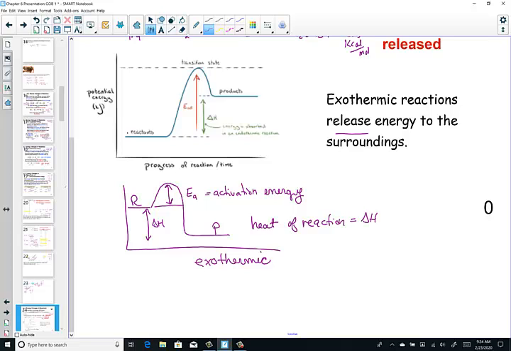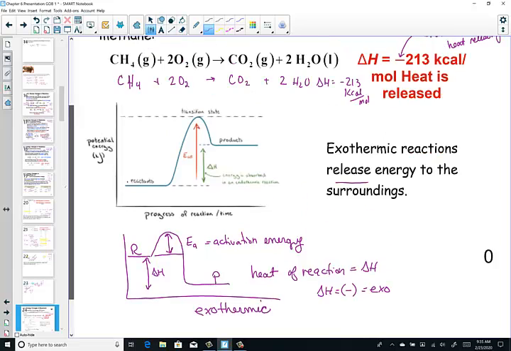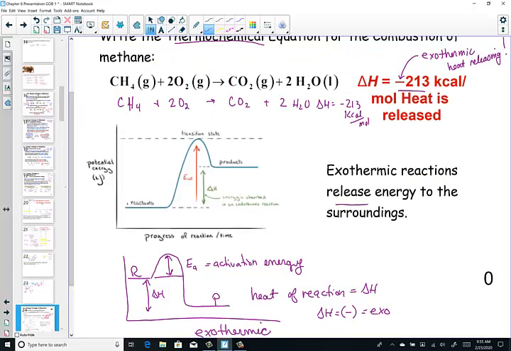And notice that if delta H is negative, that's an exothermic process. And that means the reactants released energy. And we would just say in this example, as I read that amount, 213, on our graph, that would be 213 kcals difference between the products and the reactants. The reactants let off 213 kcals of energy.